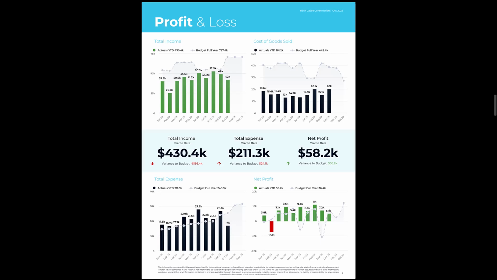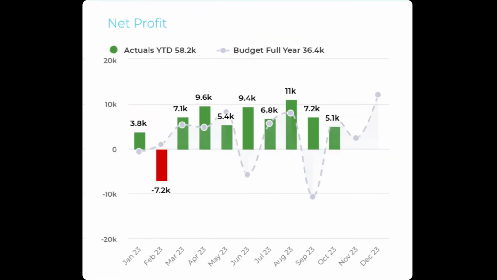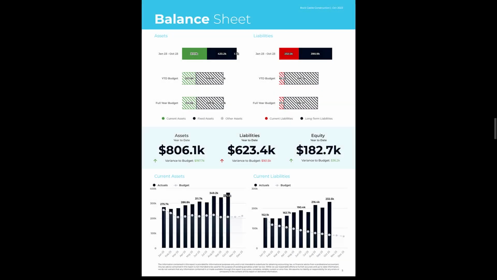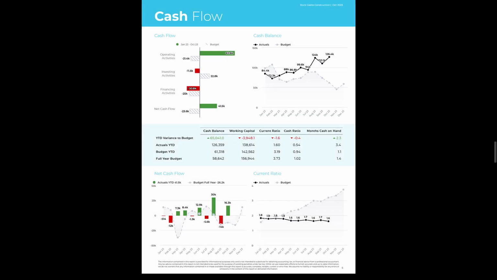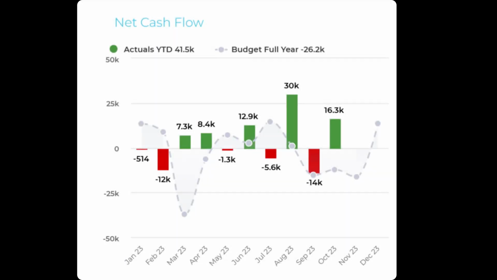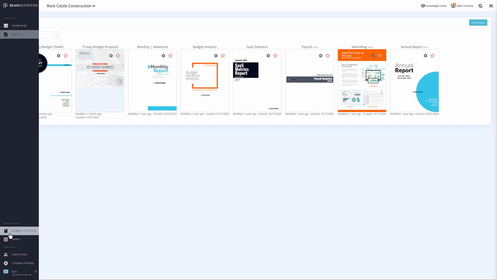The profit and loss, which provides insight into the operational performance, the balance sheet, which is a point-in-time snapshot of the long-term financial health, and the cash flow statement, which tracks details on companies' liquidity. Let's break down how they all work together.